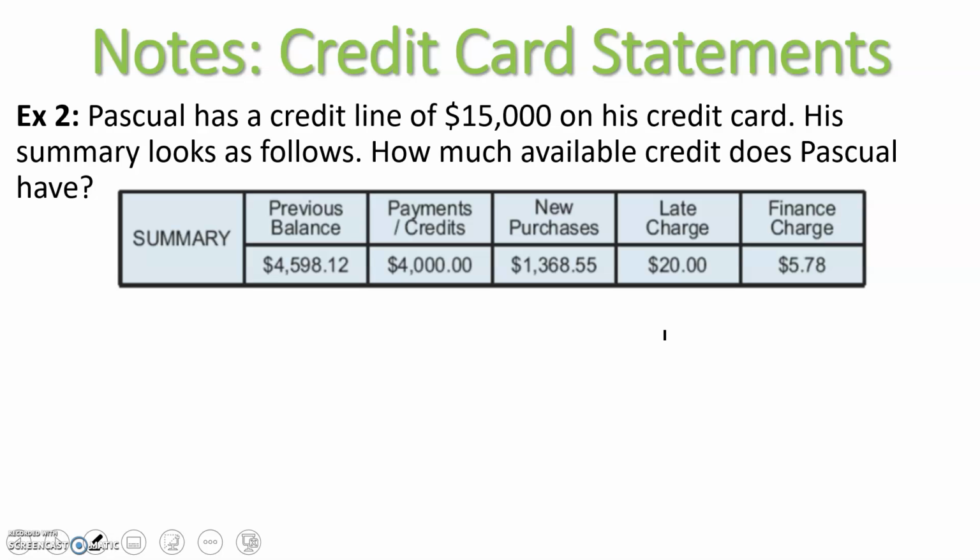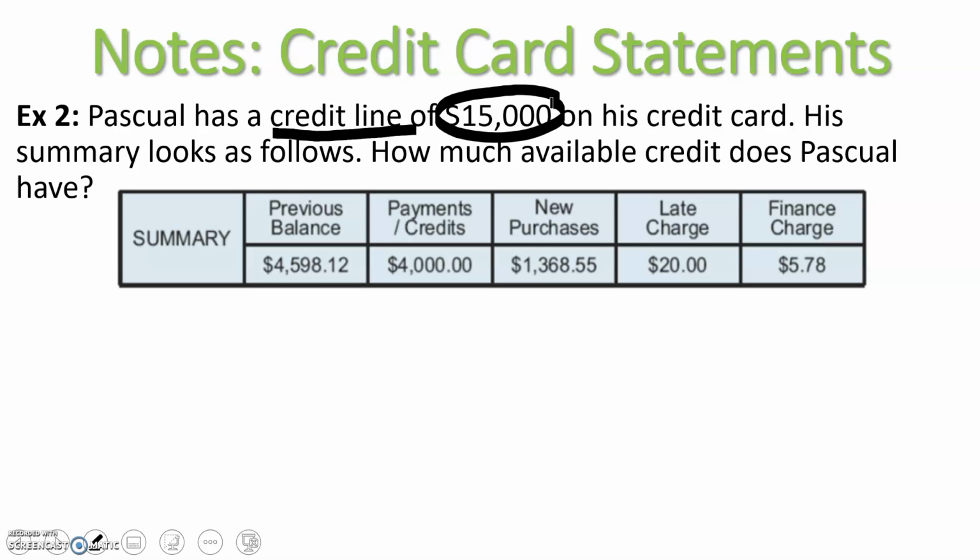Example 2. Pasquale has a credit line of $15,000 on his credit card. His summary looks as follows. How much available credit does Pasquale have? Okay, now when it says credit line, that's the amount of money he has available to him. That's the amount of money that the bank is willing to loan him. So we know that he can borrow up to $15,000 or spend up to that amount on his credit card. So we want to know how much he has available.